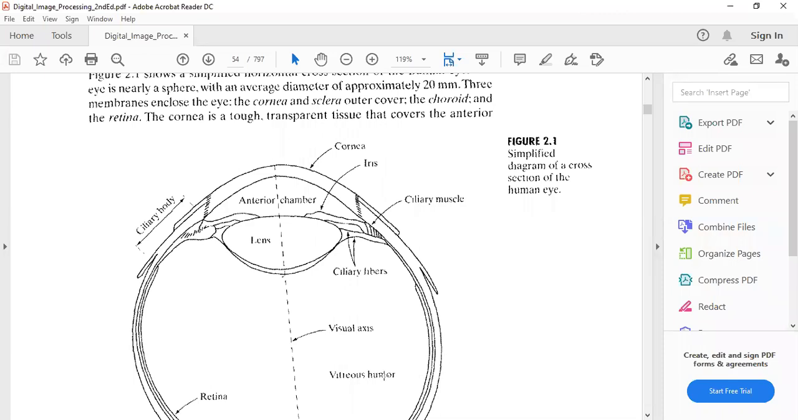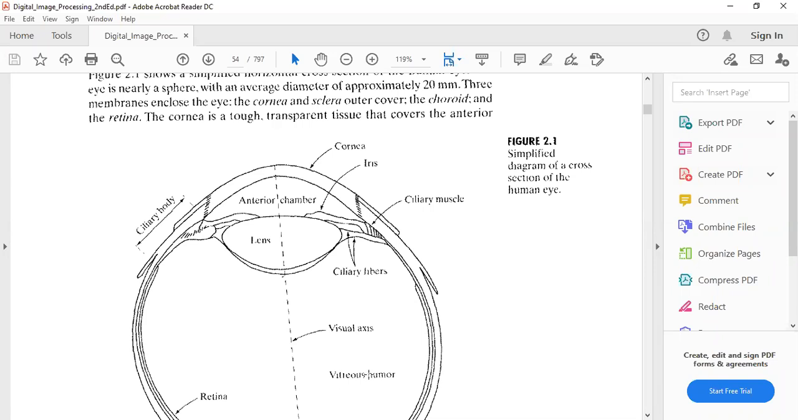This is the general structure of a human eye, or we call it a horizontal cross section of a human eye. The shape of the human eye is spherical. It's like a sphere, and the approximate diameter is about 20 mm. What is the diameter of the human eye? It's about 20 mm.